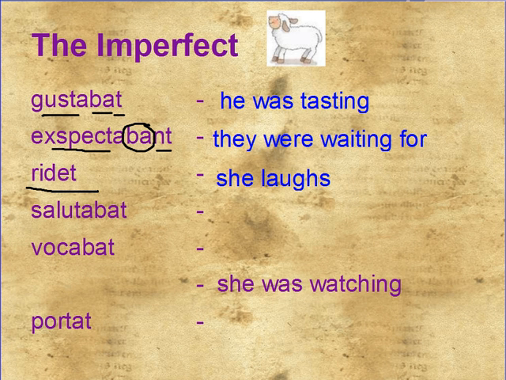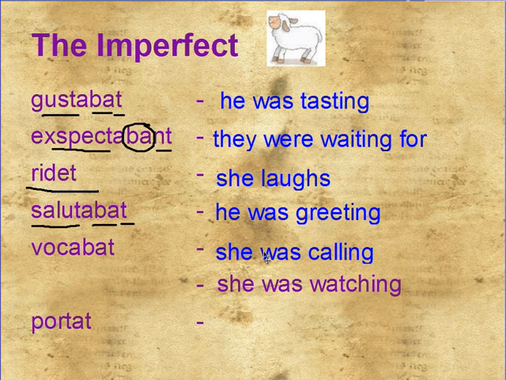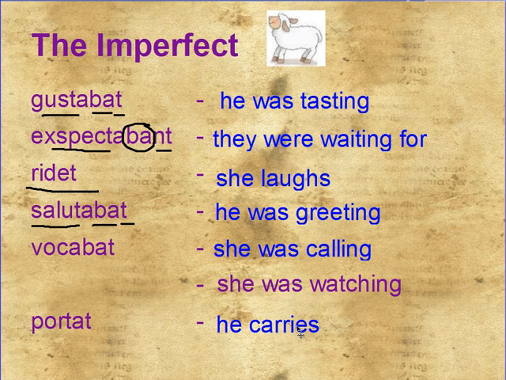Salutabat. He, ba was, saluta, to greet. He was greeting. Wokabat. She was calling. Portat. No ba in this one again. He carried. See if we can create our own imperfect verb using she was watching.